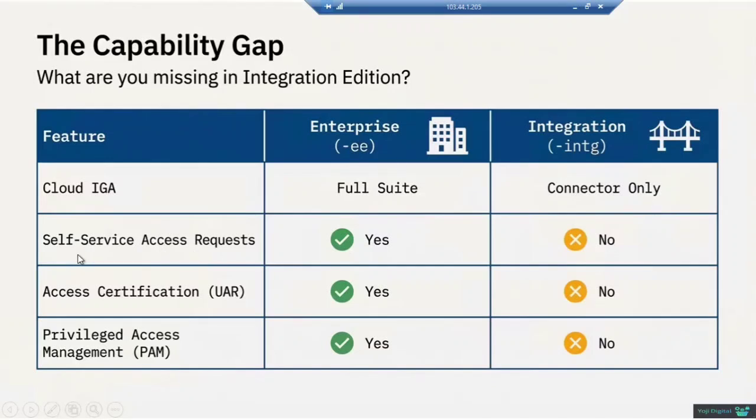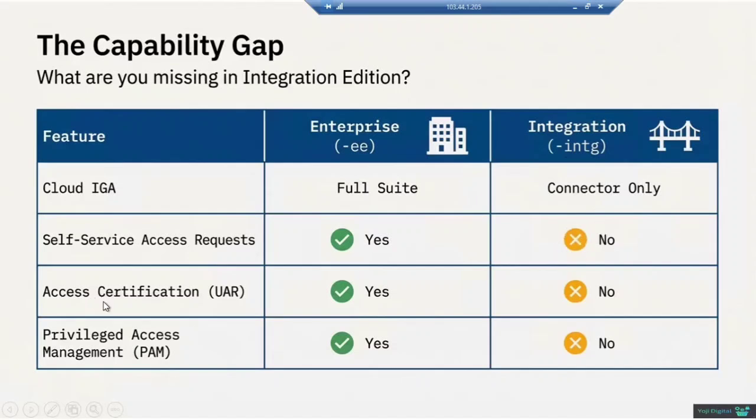So first one is access request. Access request is available only in the enterprise edition. In the integration edition, the access request option is not available. The integration edition is connected with the GRC, so the access request should be submitted from the GRC itself. Only the provisioning part will be taken care of by IAG. You don't get full functionality like raising an access request here. Only the provisioning part is taken care of in the integration edition.